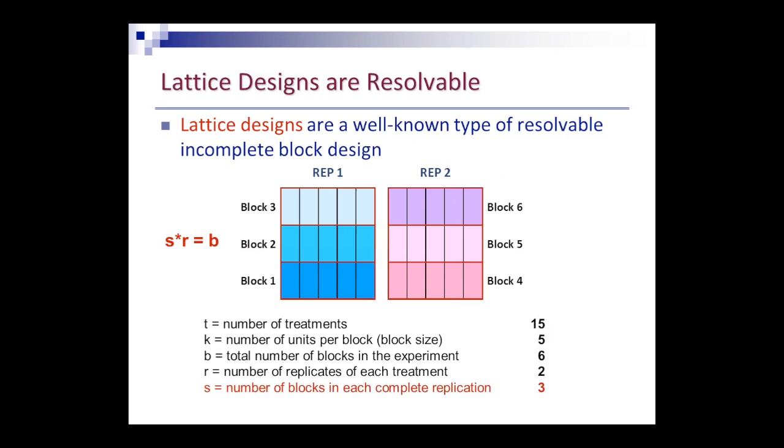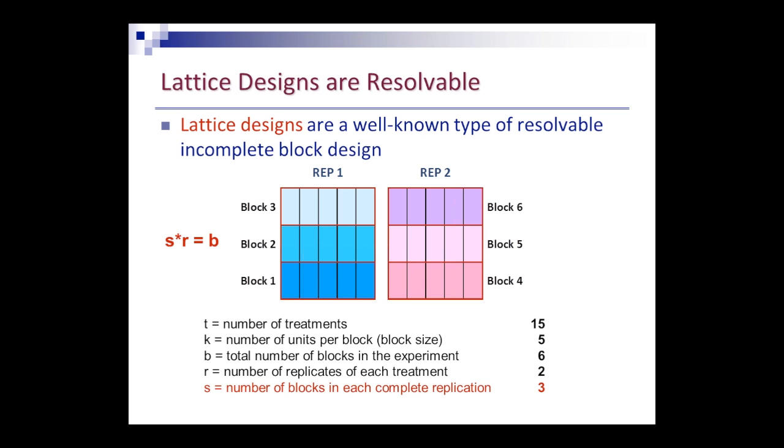So just to make sure that we're all understanding the layout here, for lattice designs, we're going to have complete replications. As shown here, we have 2 complete replications. And then within each rep, it's going to be divided into our blocks. In this case, we have 3 blocks in each rep. So our total number of treatments would be 15. We have 5 plots in each of our little blocks. K is the number of units per block, so our block size in this case, we have 5 plots in each of our incomplete blocks.